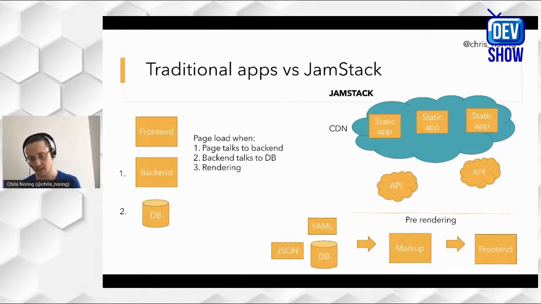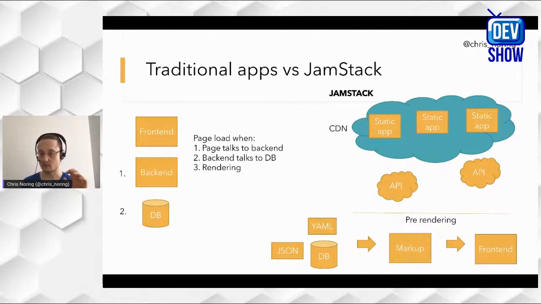Looking at the Jamstack, let's start by looking at the bottom here at the pre-rendering process. If we look at the bottom left, we see that we might have a database, we might have JSON, and we might have YAML or some other kind of static content. We also have markup. And then we pair all that data with the markup, and we end up with static pages, which are just HTML and CSS.